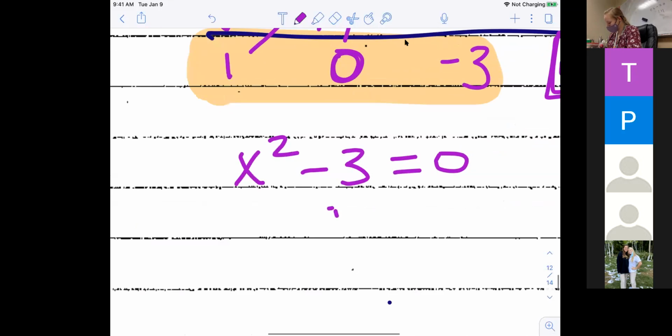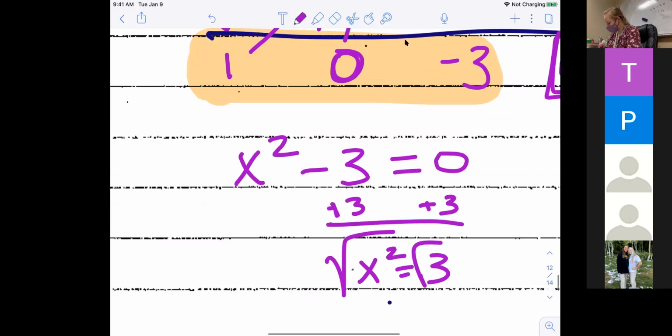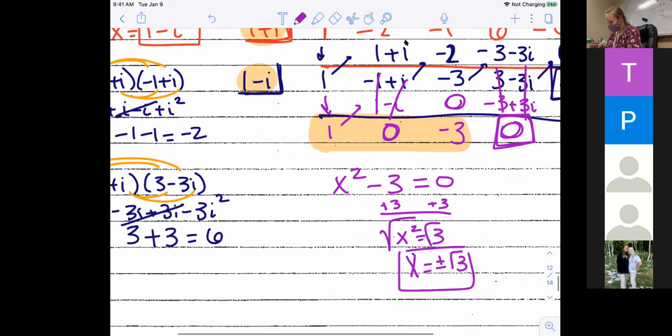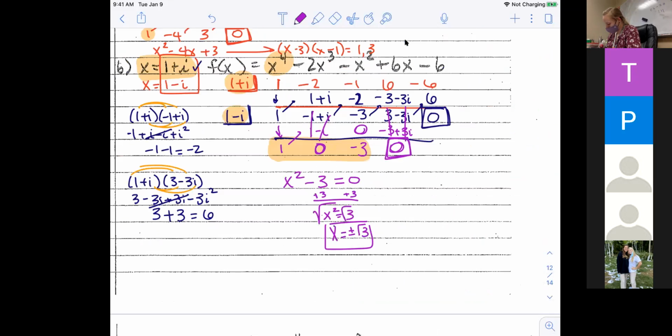Add 3 to both sides. X squared equals 3. Square root. X equals plus or minus root 3. Whew, so my zeros are what I was given, 1 plus i, 1 minus i, its conjugate, and then plus or minus root 3. Those all are my zeros.